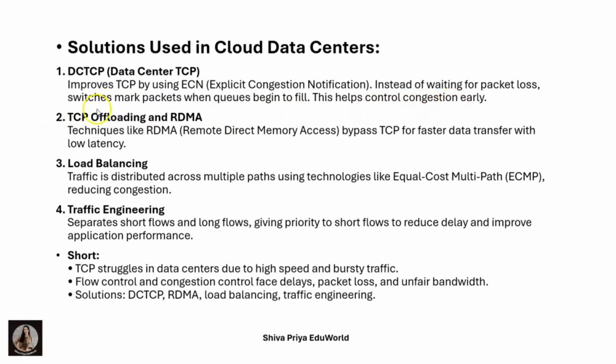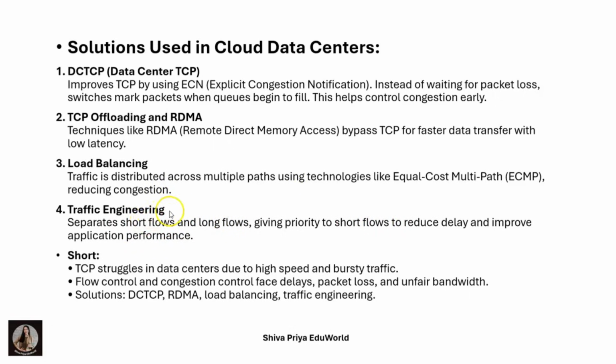And the second, TCP offloading and RDMA. Techniques like these bypass TCP for faster data transfer with low latency. With low latency, I can easily transfer the data fast. Here RDMA means remote direct memory access. Load balancing: traffic is distributed across multiple paths using technologies like equal cost multipath, reducing the congestion. By using this, I can easily solve that problem. And traffic engineering: it will separate the short flows and long flows and give priority to short flows to reduce the delays and improve application performance. Before, it treated both short and long flows the same, with delay for the short flows.